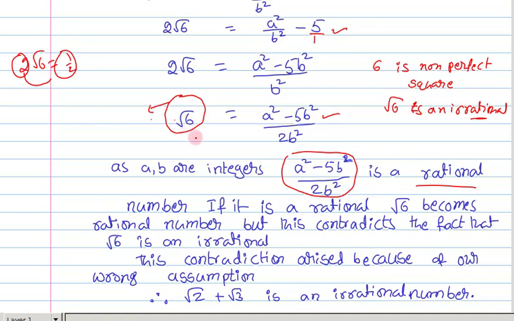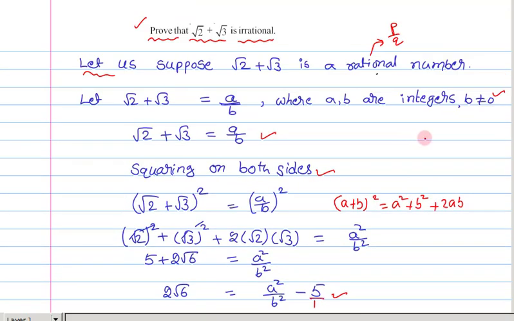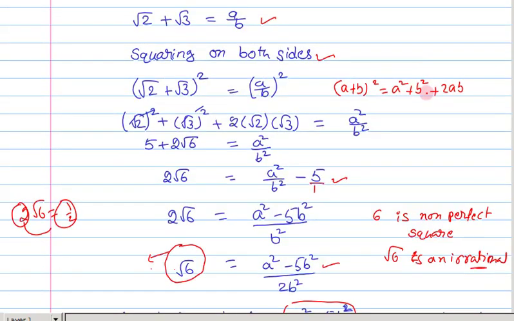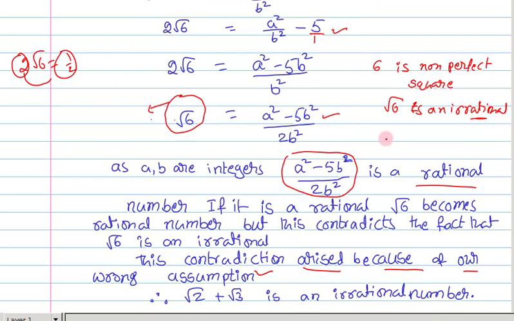Why did we get this contradiction? It arises because of our wrong assumption. What is our assumption? Our assumption is that root 2 plus root 3 is a rational number. This is wrong. If this is wrong, then what is correct? Then root 2 plus root 3 is an irrational number is the correct one. Hence, we proved that root 2 plus root 3 is an irrational number.